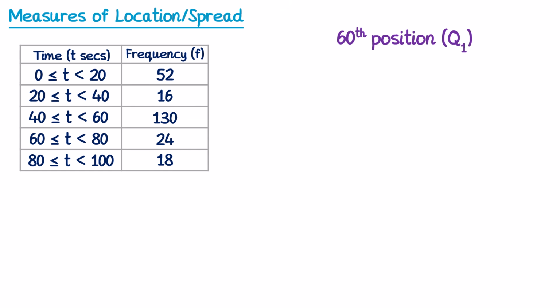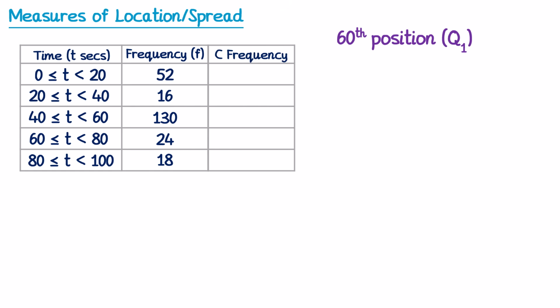Just like with the ungrouped table, we're going to add a cumulative frequency column. For this one, I'll just fill in the cumulative frequencies for you. So we look down the cumulative frequency column until we find the 60th position. The first group goes up to the 52nd position, so it's not in there, but the next group goes past 60 to 68, so it is in this one. So previously we would just look across here and say that the lower quartile is somewhere in this interval, between 20 and 40.